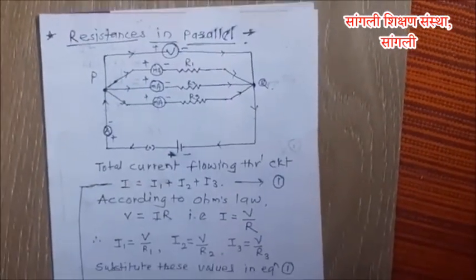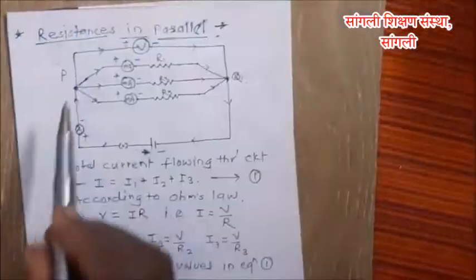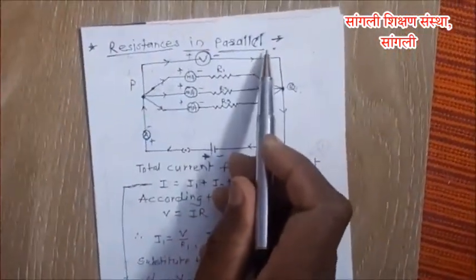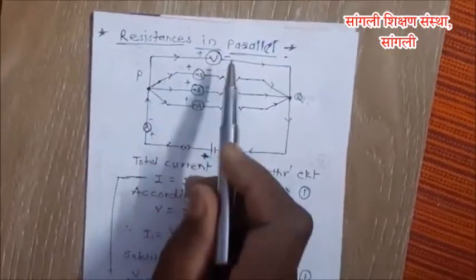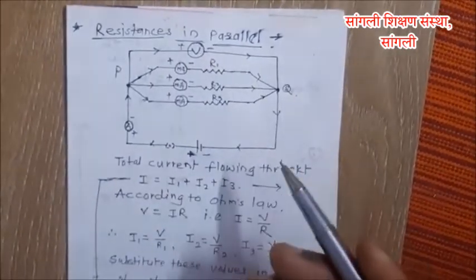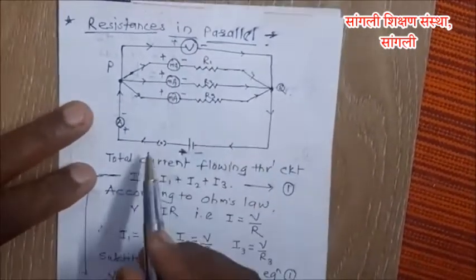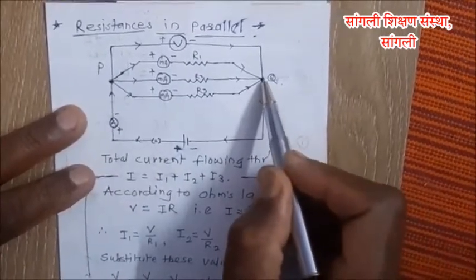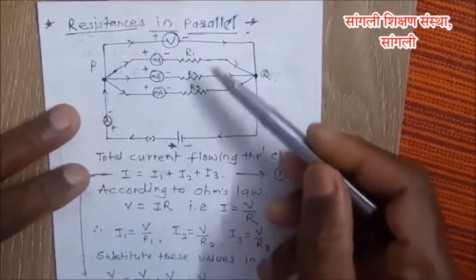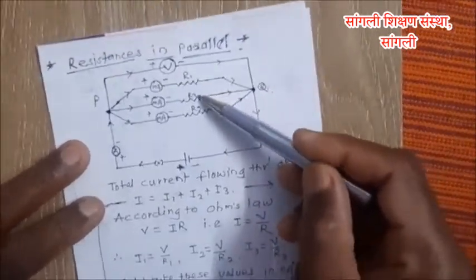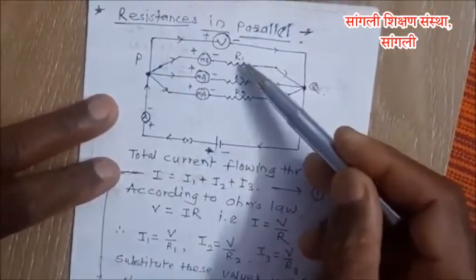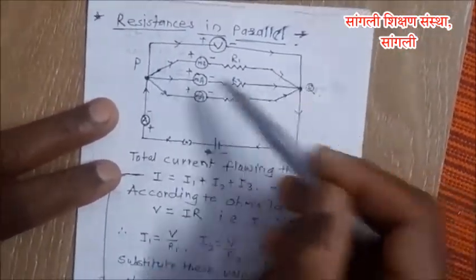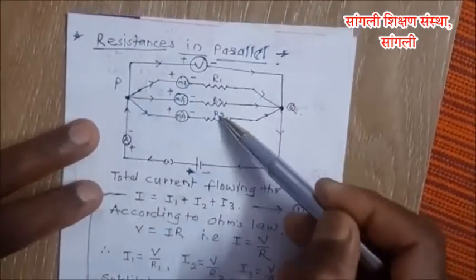Students, let us discuss resistances in parallel. So what is meant by resistances in parallel? Look at the circuit diagram first of all. This one is the point P and this one is the point Q. These are the three resistances: here is R1, this one is R2, this one is R3. These are connected between two common points P and Q parallelly.